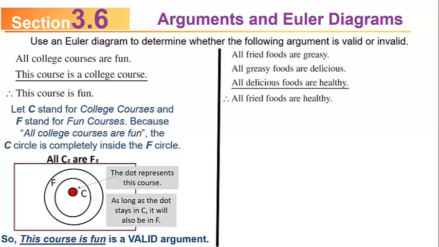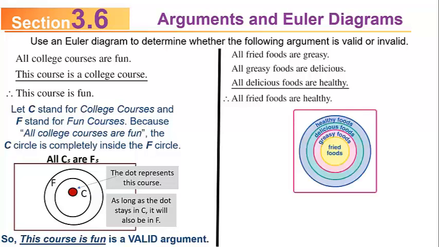So let's get started. If you draw the Euler diagram for this, it says all fried foods are greasy, so the fried food circle is completely inside the greasy food circle.